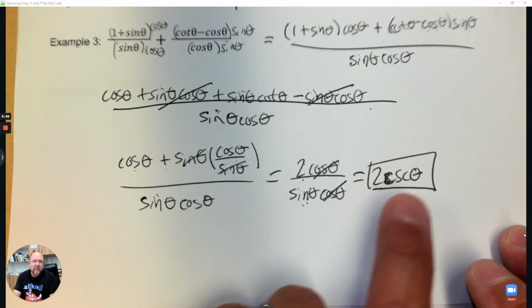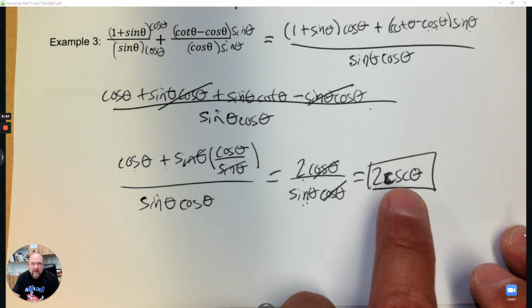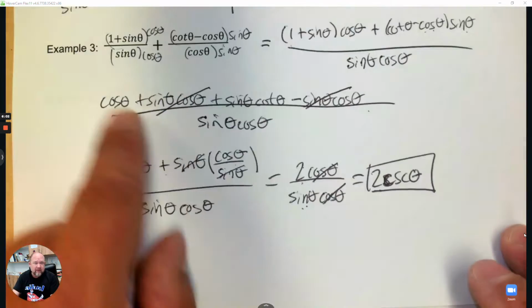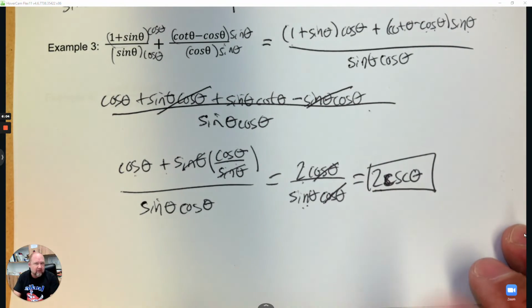So our answer at the end, we don't want a fraction, and we don't want multiple trig ratios if we can help it. If we can simplify all this, no fraction, 1 trig ratio, then we fully simplified it.